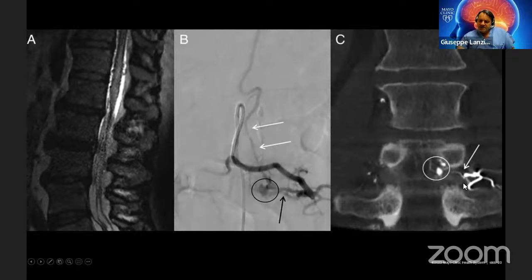Of course, the cone beam CT is very useful. Here you see nicely the somatic artery going directly into a pouch, which is in the ventrolateral epidural space.